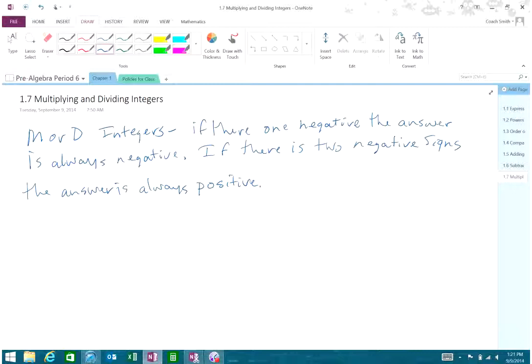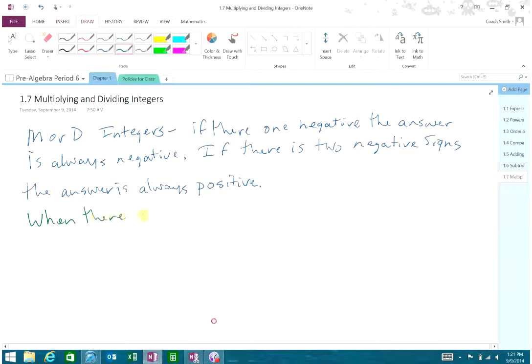Copeland? There's nothing to change. There's no sign to change. There's no addition or subtraction sign. So you just multiply them out and see how many negative signs you have. Okay.